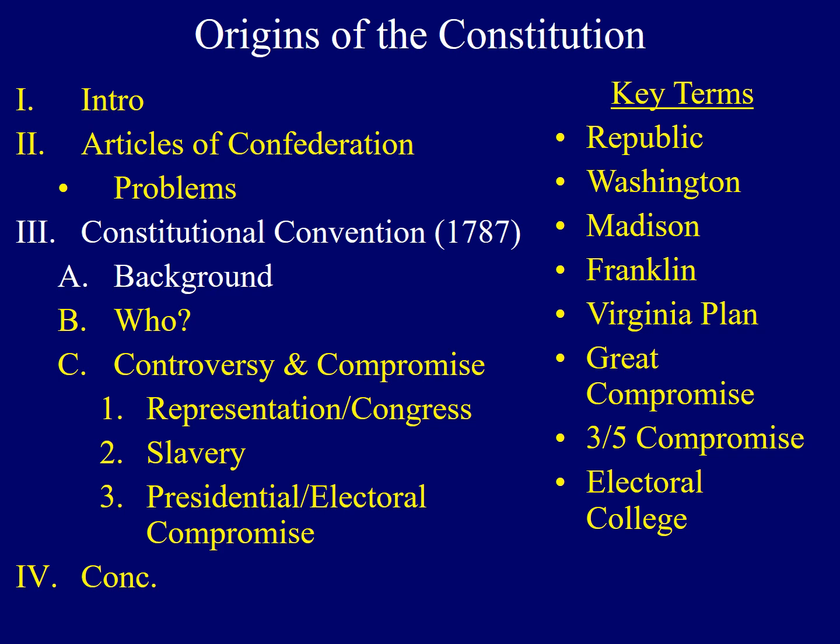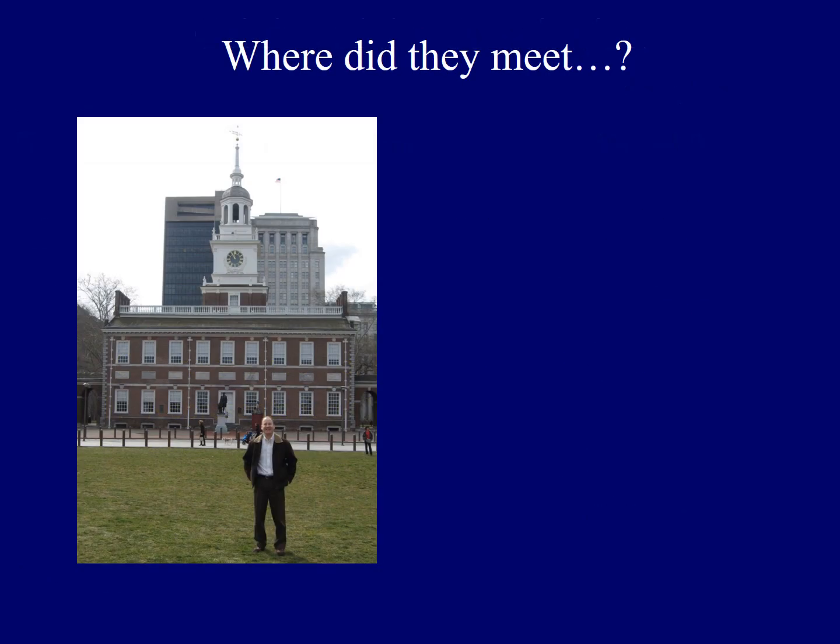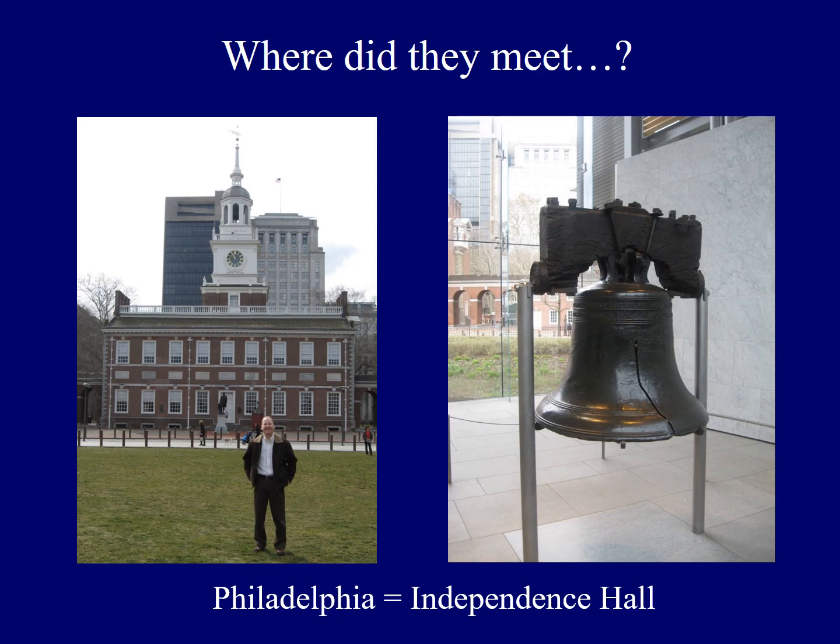The fancy name for the meeting in order to get together to try to modify the Articles of Confederation is called the Constitutional Convention. Delegates met in 1787. I'll talk about that next. Do you know where they met for the Constitutional Convention? It was in the nation's largest city, Philadelphia. The name of the building was Independence Hall. It's shown here in the image.